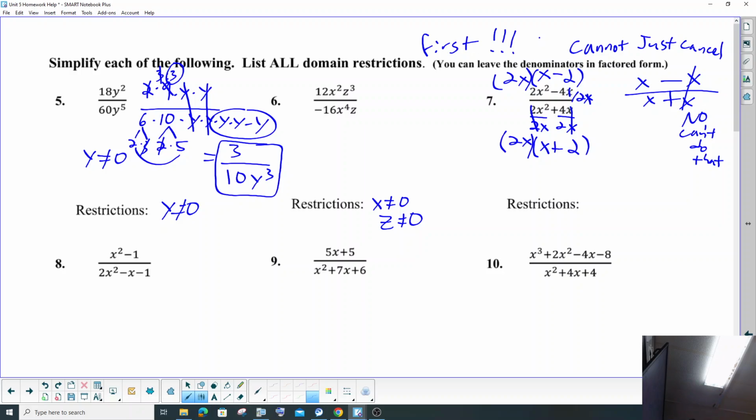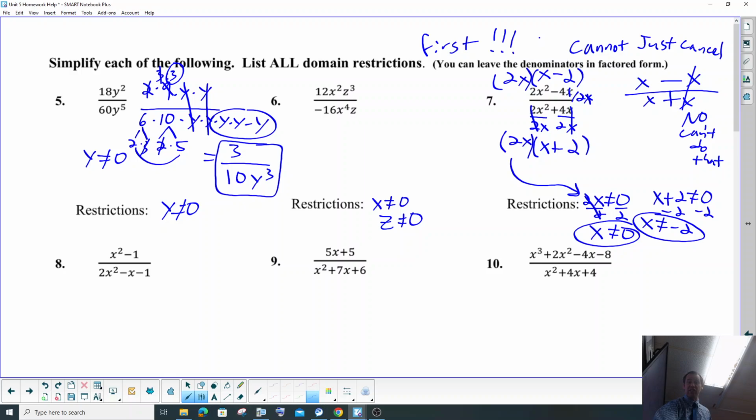But first, let's list our restrictions. So our restrictions are 2x can't equal 0, and x plus 2 can't equal 0. Minus 2 to the other side, so that means x can't equal negative 2. Divide by 2, so you get x can't equal 0. So those are our two restrictions because it makes it 0 on the bottom. Can't divide by 0.